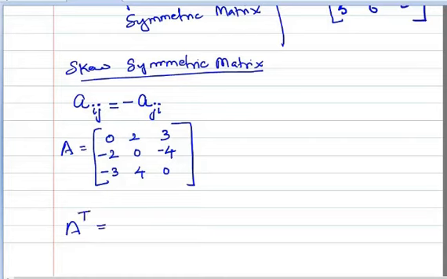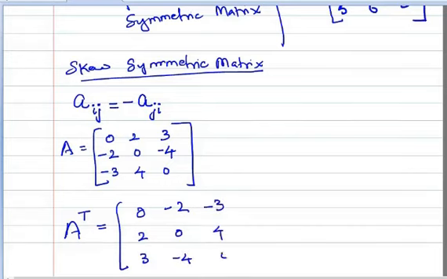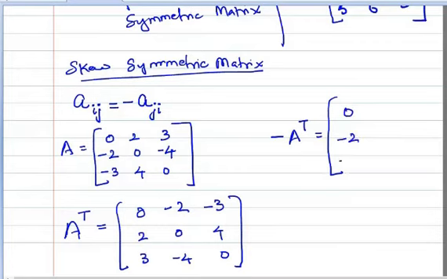And A transpose is equal to 0, 2, 3, minus 2, 0, minus 4, minus 3, 4, 0. So this is A transpose. Now find minus of A transpose. Multiply all the values by minus 1, and we will be getting 0, minus 2, minus 3, 2, 0, 4, 3, minus 4, 0.